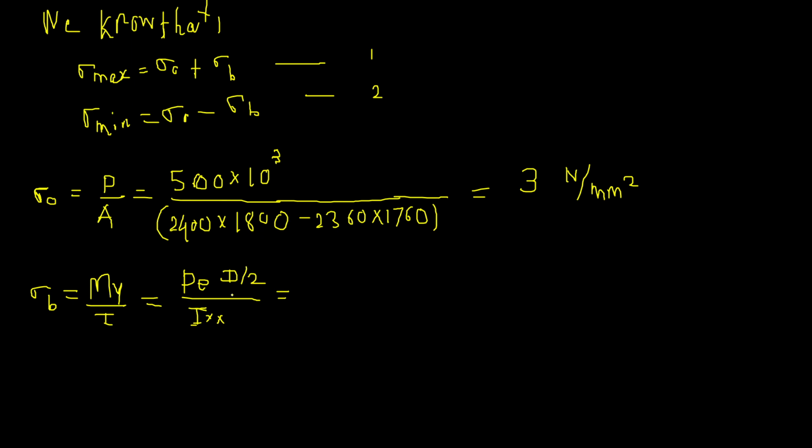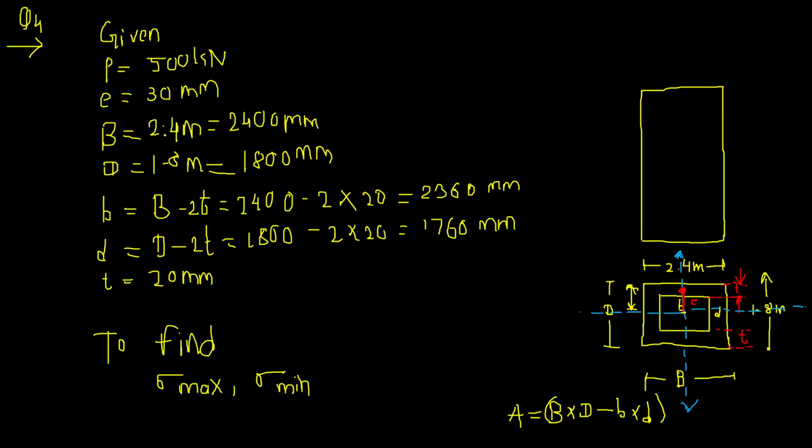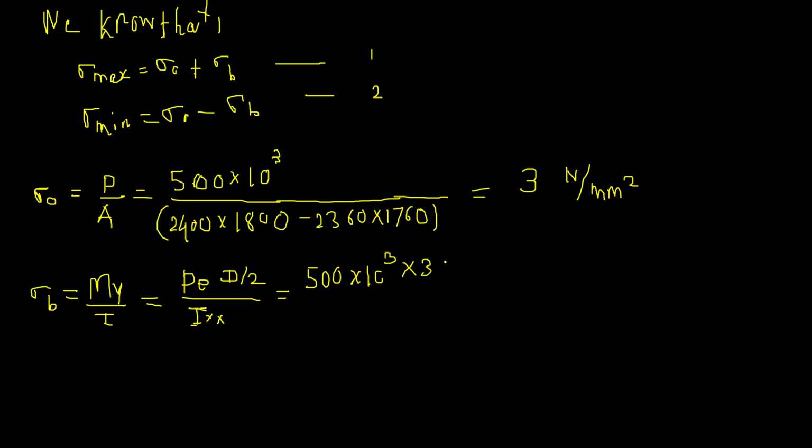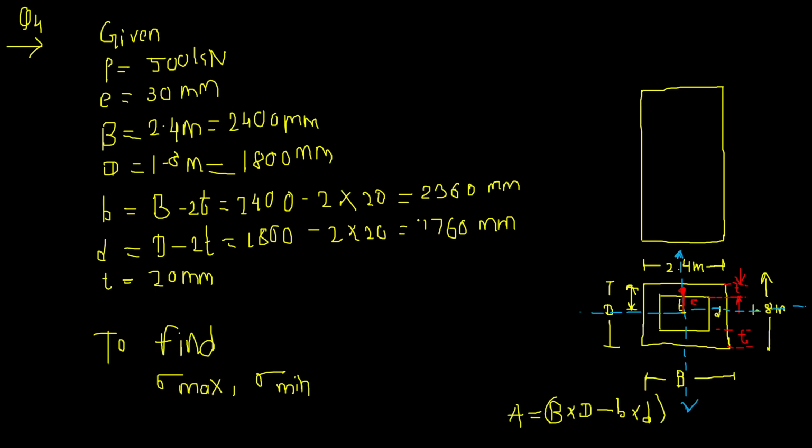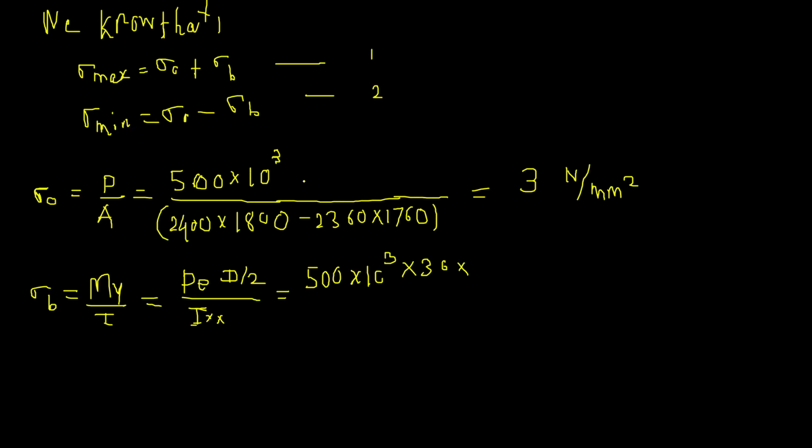Okay. Now substituting the values, P is 500 into 10 to the power 3. Eccentricity e is 30, multiplied by D divided by 2. D is capital D, 1800 divided by 2. Now the most important is Ixx.